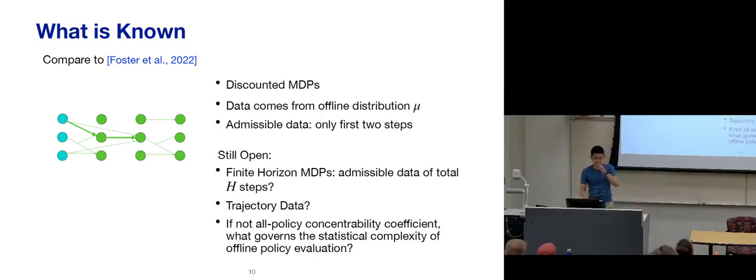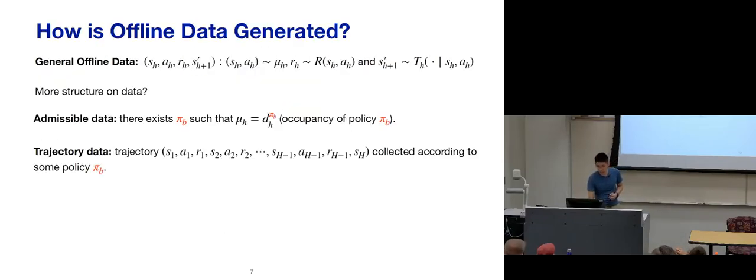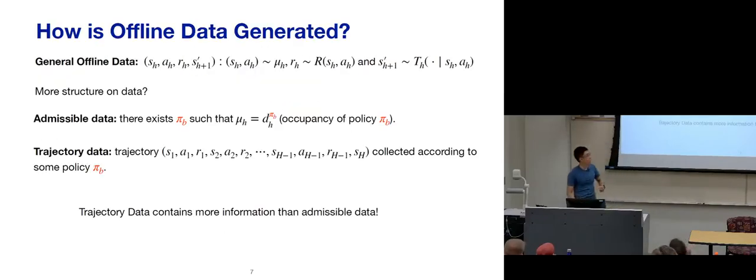The thing is that in their MDPs, the first thing is that all the states are reachable within two steps. The next thing is, to get this admissible data, if we go back to the definitions, we require this offline distribution mu h to be the occupancy measure of pi b somehow. And in their paper, they define this occupancy measure of pi b to be the occupancy measure if we take pi b for two steps. So what do the state distributions among all the states look like?